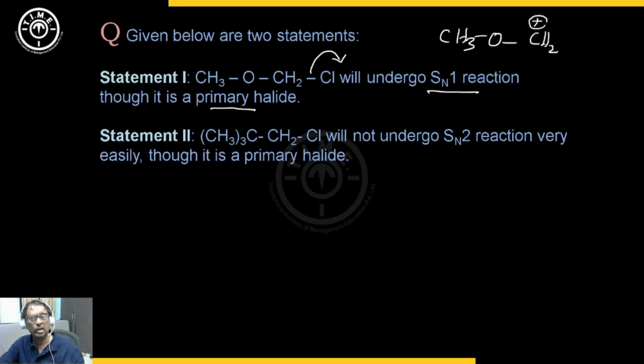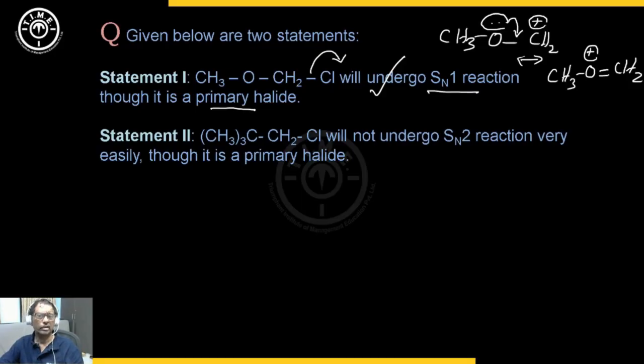SN1 is happening because the carbocation is stable. Now the oxygen, which is the neighboring atom, can offer its lone pair to form a double bond there, removing the positive charge on the carbon and sharing the positive charge. So when there is a sharing of positive charge, the load is less on each atom, therefore the carbocation is stabilized. So there is a resonance stabilization. Therefore SN1 will take place because the carbocation is stabilized. Clear? Now look at statement 2. So statement 1 is correct.